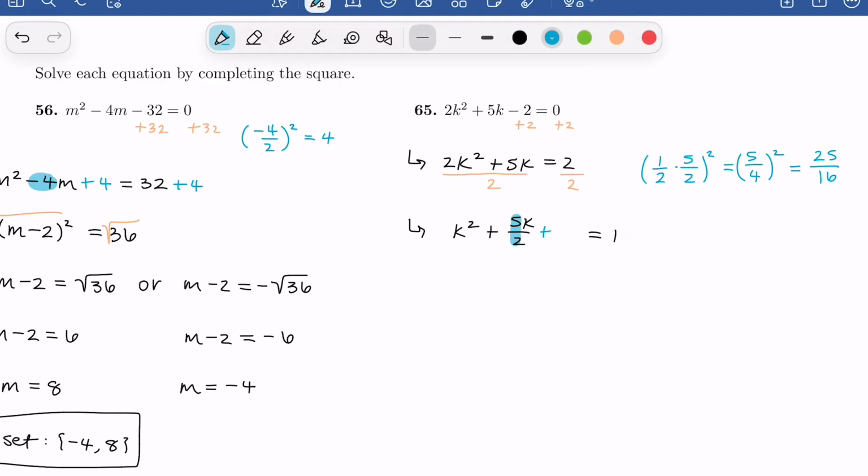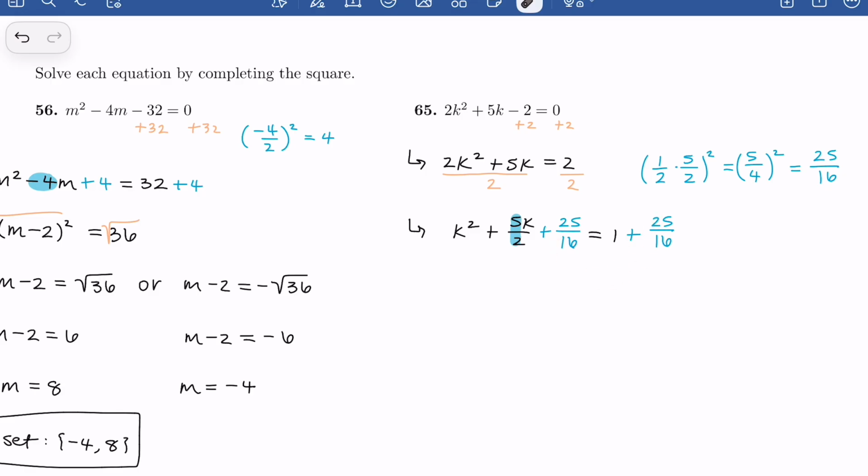So making some room here, 25 over 16 and plus 25 over 16. We have to add it to both sides of our equation because remember, whatever we do to one side, we have to do to the other. All right, so now that we've done this, we've ended up with a perfect square trinomial on the left-hand side of our equation.